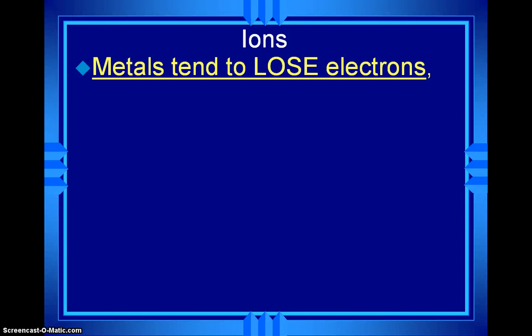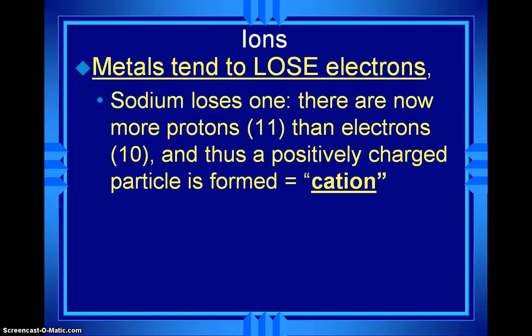Alright, so metals on the left-hand side of the periodic table tend to lose electrons. So sodium, like in the example we just looked at, is going to lose 1 electron. It now has 11 positive protons, 10 negative electrons, and therefore is +1, has 1 more plus charge than it does negative. When we form a positively charged ion, it's called a cation.